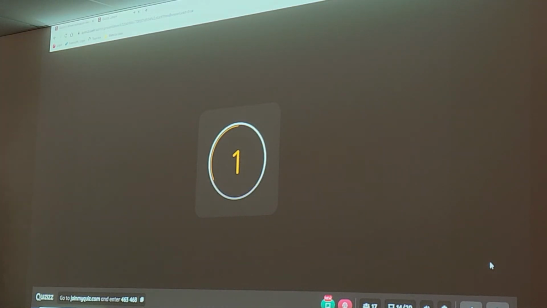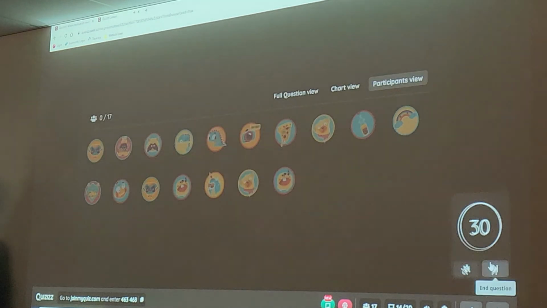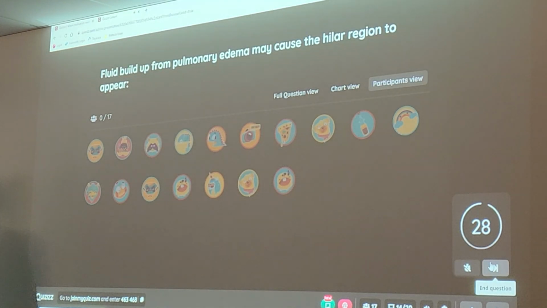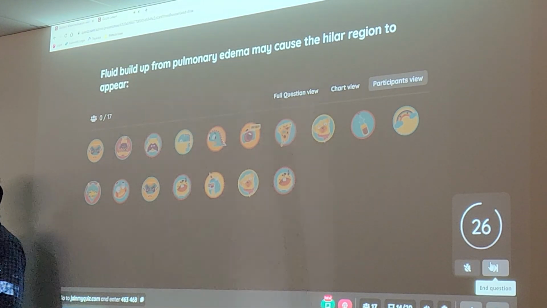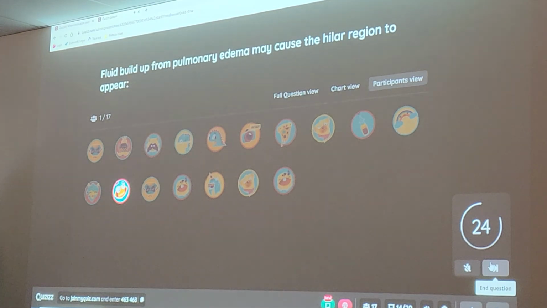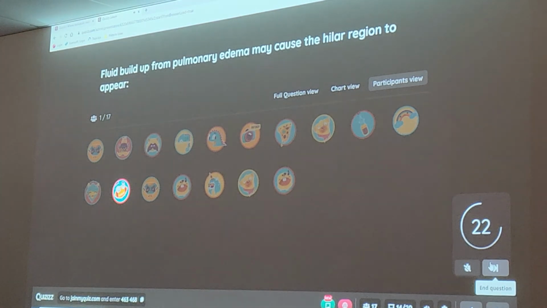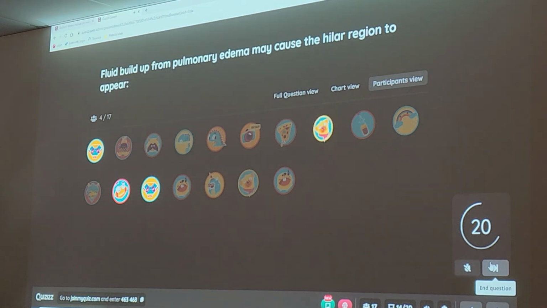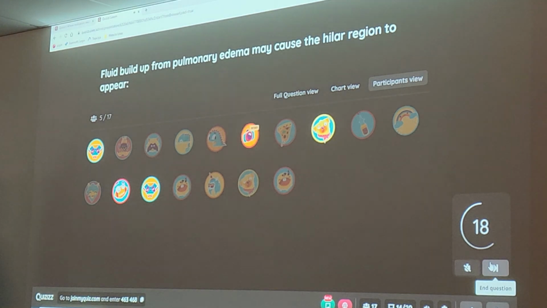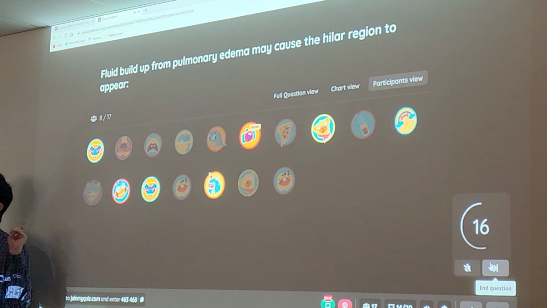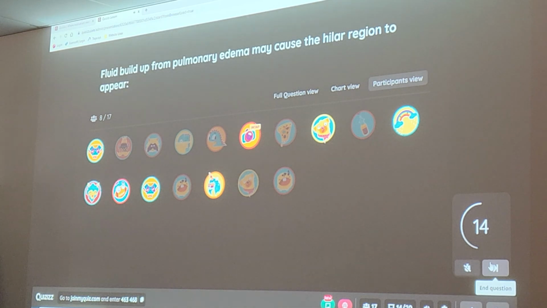Okay. Next question. Fluid buildup from pulmonary edema may cause the hilar region to appear how? So we just talked about pulmonary edema at the beginning of class. We saw that hilar region. How did that hilar region show up?